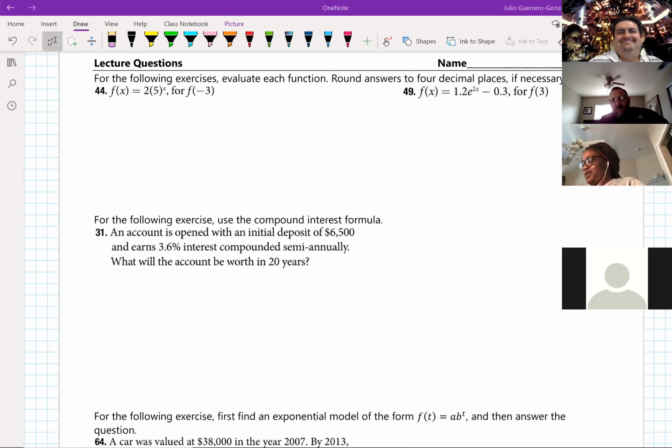So just for confirmation, on question 31, the 3.6 interest, you'd move the decimal over, correct, to make it 0.36? Move it over one more. 0.036? Exactly. Okay.